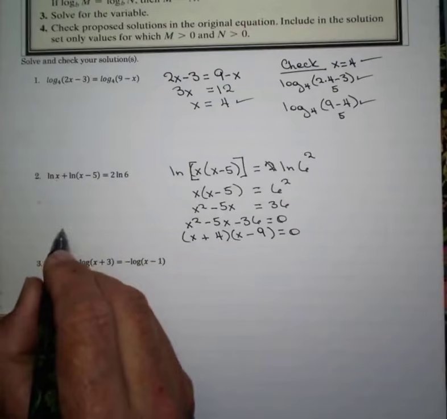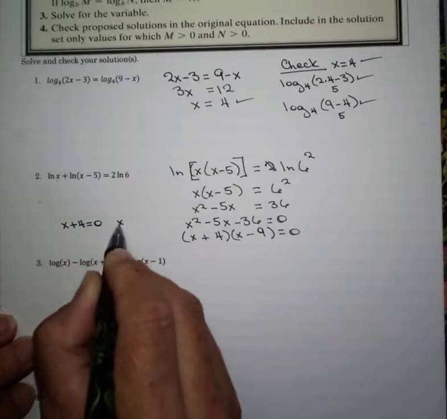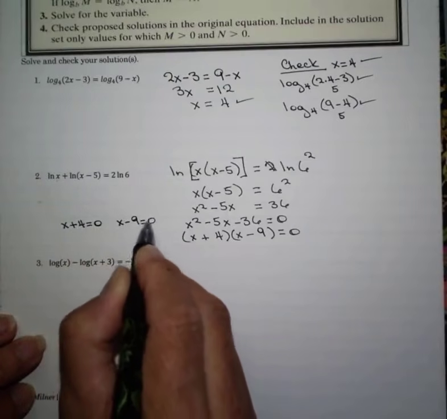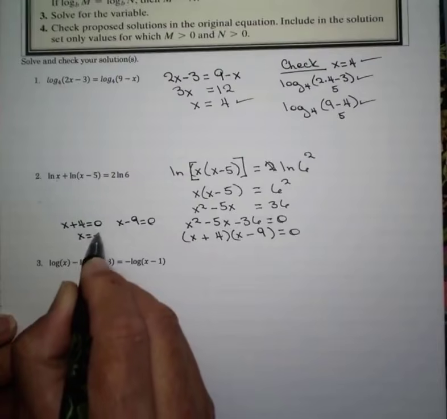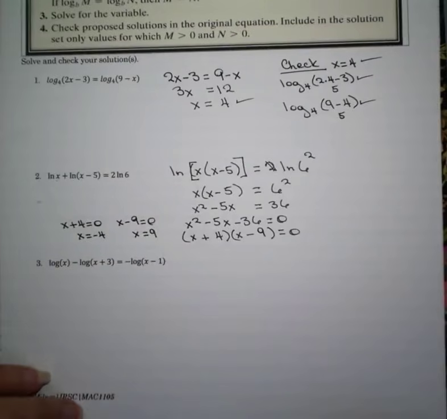Well, you think about it this way. I'm going to set x plus 4 equal to 0. And I'm going to set x minus 9 equal to 0 and solve. Most of the time you guys are doing this in your head now. Just make sure you get the signs right. And I've got two values. I've got to check them both.